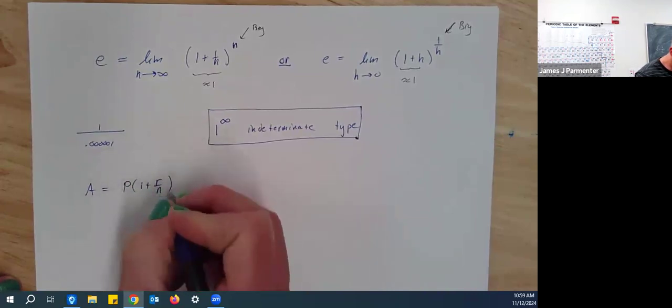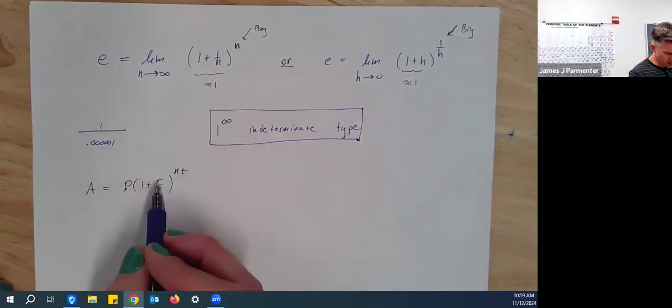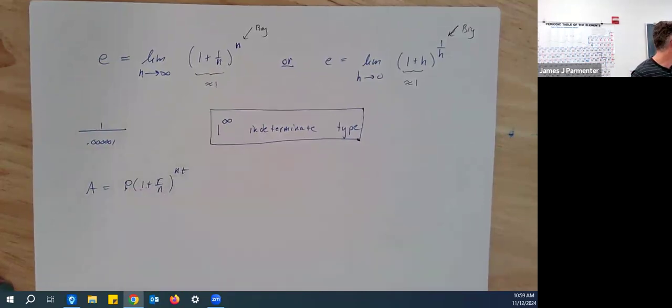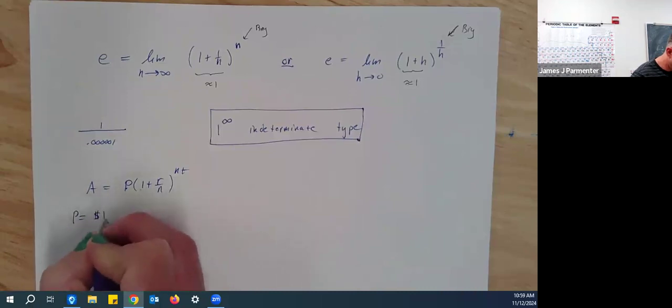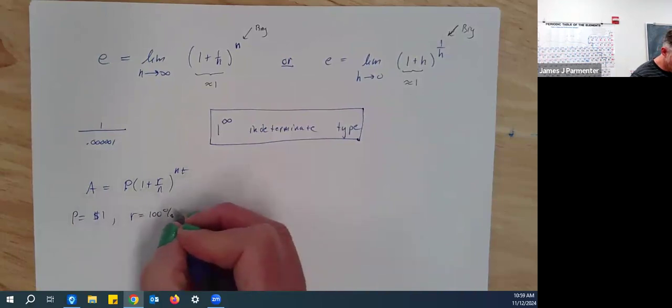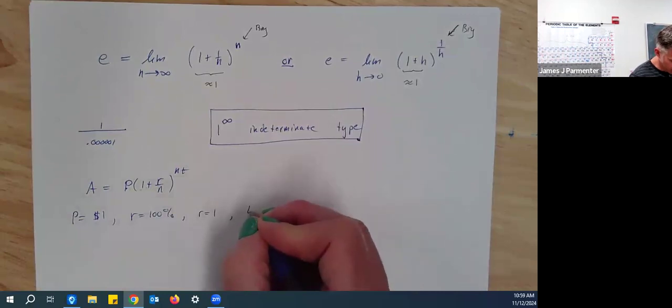The amount of money at time t is equal to your principal times 1 plus your interest rate divided by the number of times you're compounding it, to the nt power, where t is in years. So let's pretend that I lent you $1 and I charged you 100% interest because I want to get paid. We're starting with the principal being $1, the interest rate being 100%, which as a decimal is just 1. And I'm just going to lend you this money for 1 year.